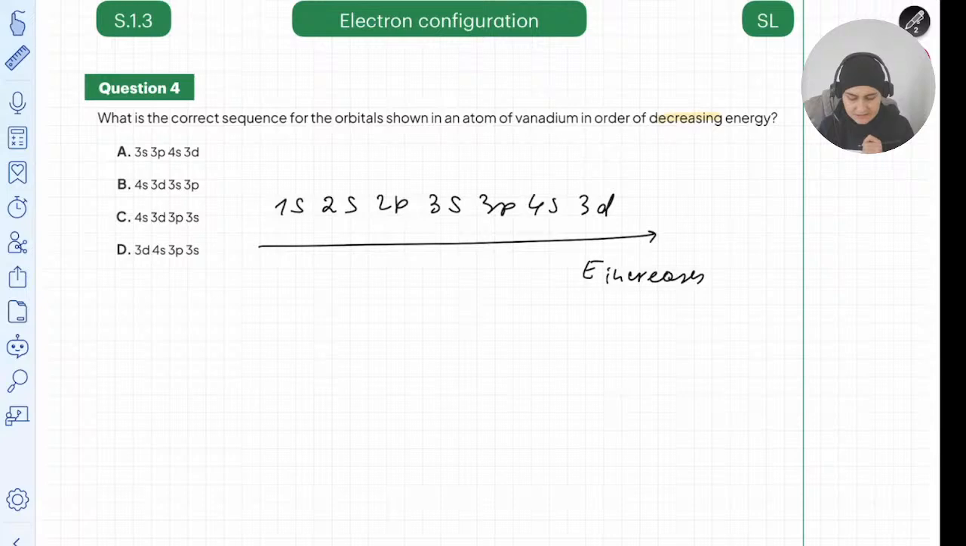Energy increases, and what do we do? We want the order of decreasing energy, so the other way around. So from 3d, 3d would be the highest, so it must be D. Yes, so 3d, 4s is lower, 3p is lower, and then 3s is even lower, so it is D.